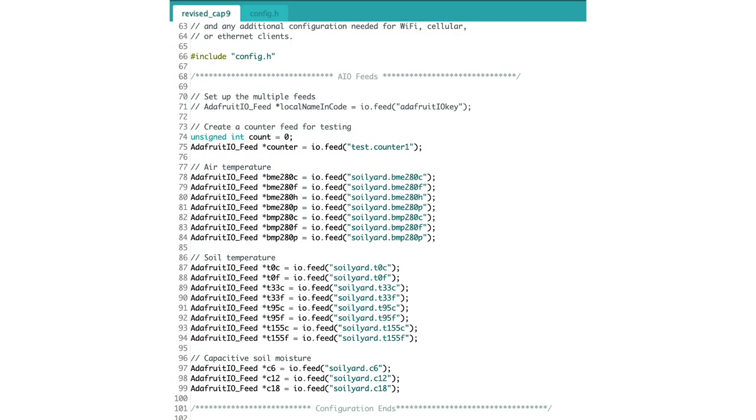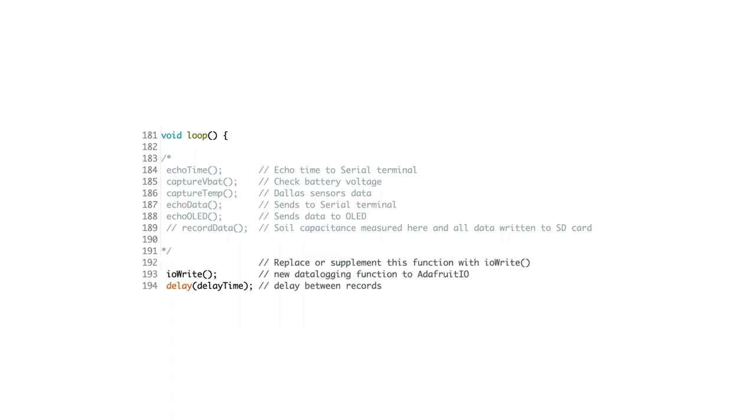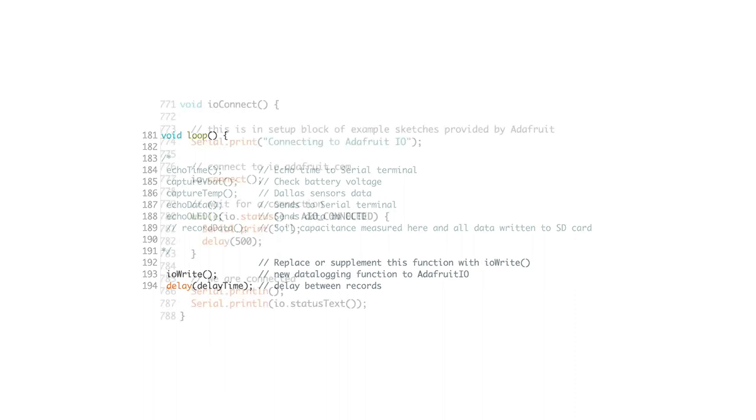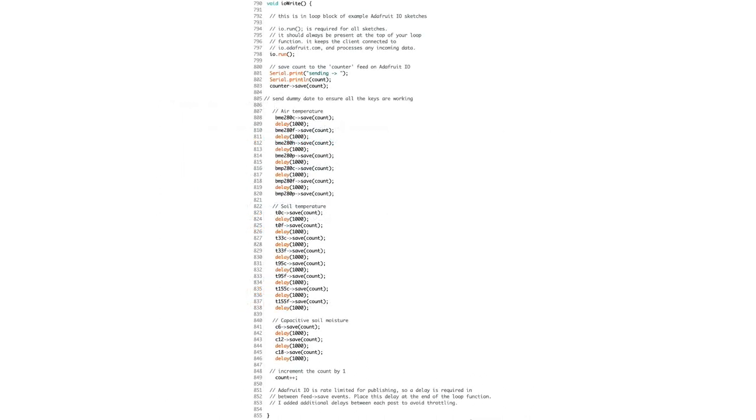In this iteration, I've now set up the appropriate feeds in code. I then commented out all the code associated with reading sensor data and writing values to my SD card, and created a new function for posting dummy data to my Adafruit feeds, which you can review in the provided code. And just for a quick summary, here's the new function that creates the Adafruit IO connection, and here's the function that posts dummy counter data to all the new feeds that I just set up in Adafruit IO.